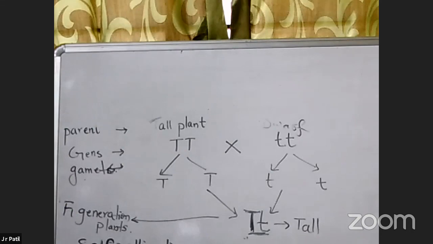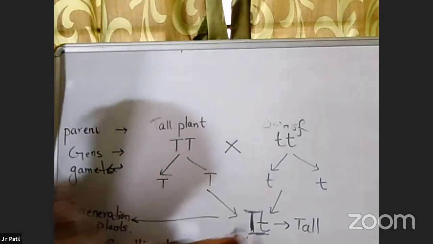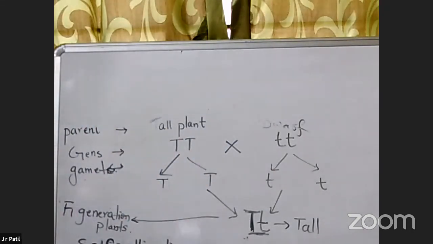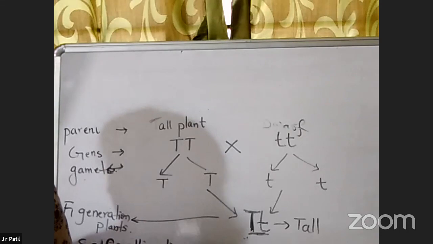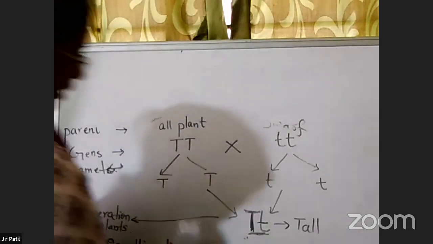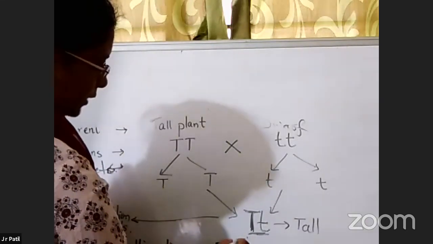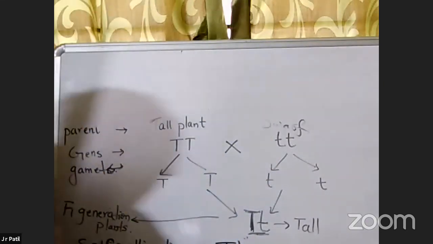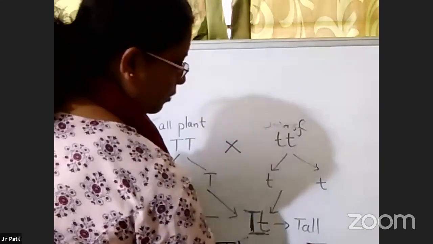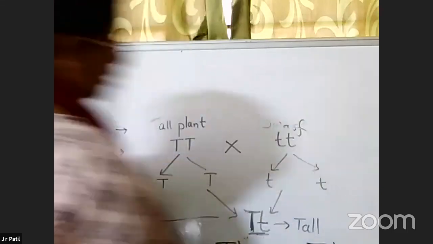These F1 generation plants, having the alleles capital T and small t, are left for self-pollination. Self-pollination of F1 gametes, that is, the F1 generation. Okay? So how are all the plants here? Each has one capital T and one small t, and they self-pollinate, with one capital T and one small t. Correct?